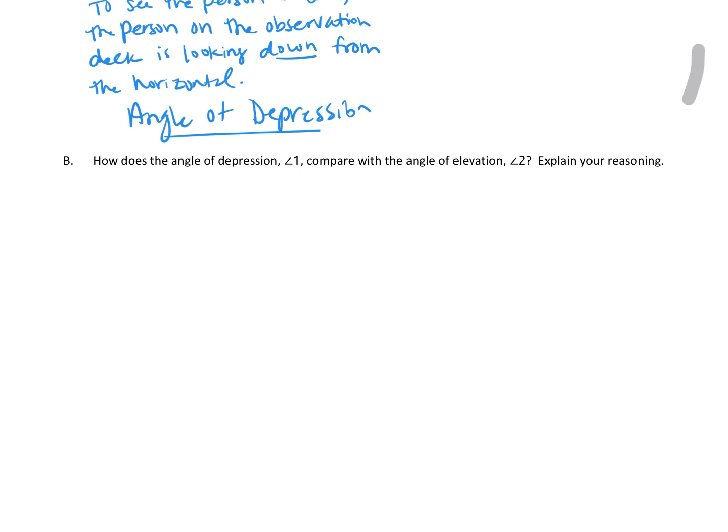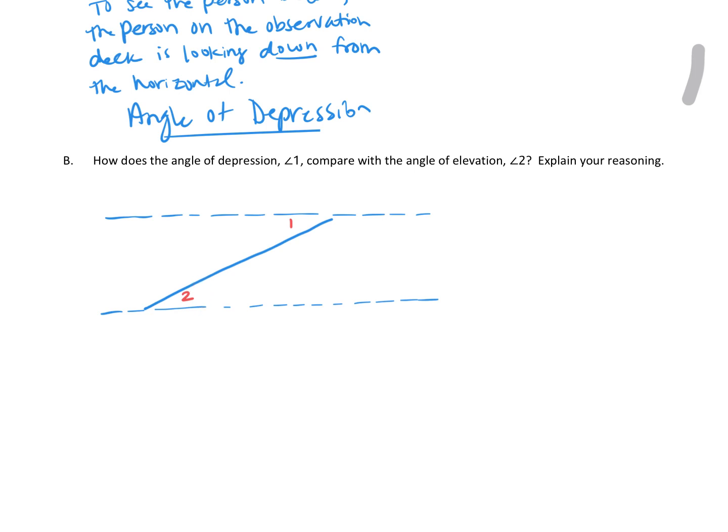we have this horizontal line. I'm just going to redraw the part of the picture we need. We have that horizontal line, and then we have that, and angle 1 is up here. So it's an angle of depression. Angle 1 is formed by a horizontal line and a line below it, so it depresses down, angle of depression. Angle 2 is formed by a horizontal line and a line above it. It elevates, so that's an angle of elevation.